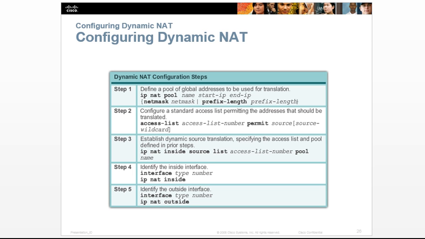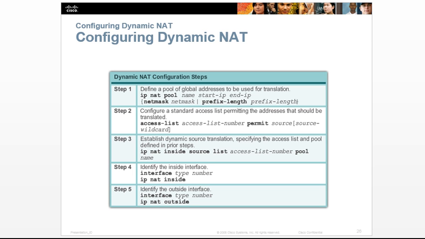So setting up dynamic NAT is sort of a 5-step process. First, you've got to define your pool with the IP NAT pool command. Give it a name, it'll make it easier. Then you've got to configure a standard access list permitting the addresses that should be translated. Remember your ACLs from last time. You've got to create an ACL and permit to allow those to happen. They put it on here in italics. I think it's important to remember you've got to use wildcards instead of subnet masks when you're dealing with ACL lists.